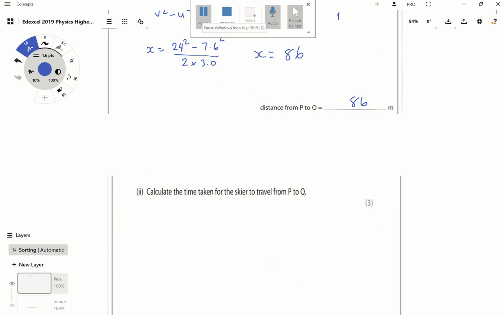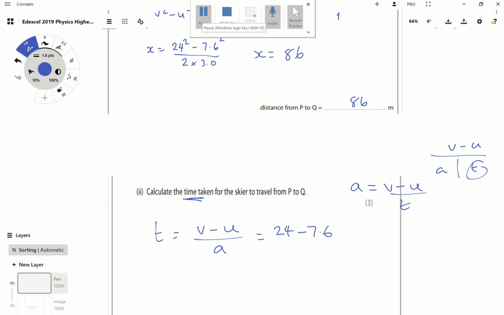And there we go. Now it wants to know the time taken for the skier to travel from P to Q. So clearly now we're going to need the other one then. So I said it's going to come up with both. So we know a equals v minus u over t. So I can imagine that in a formula triangle. a equals v minus u over t. I now want to find out t. So now I can go t equals v minus u all divided by a, and now we're ready. So that's going to be 24 minus 7.6 divided by 3.0.